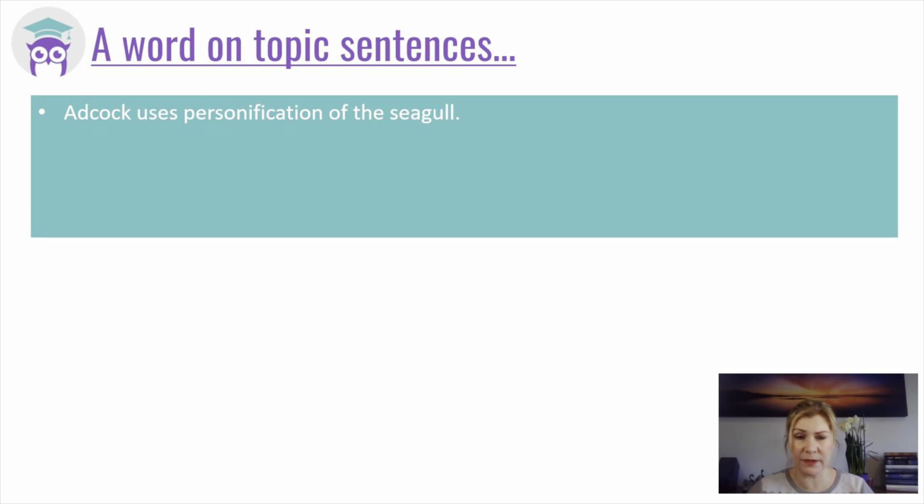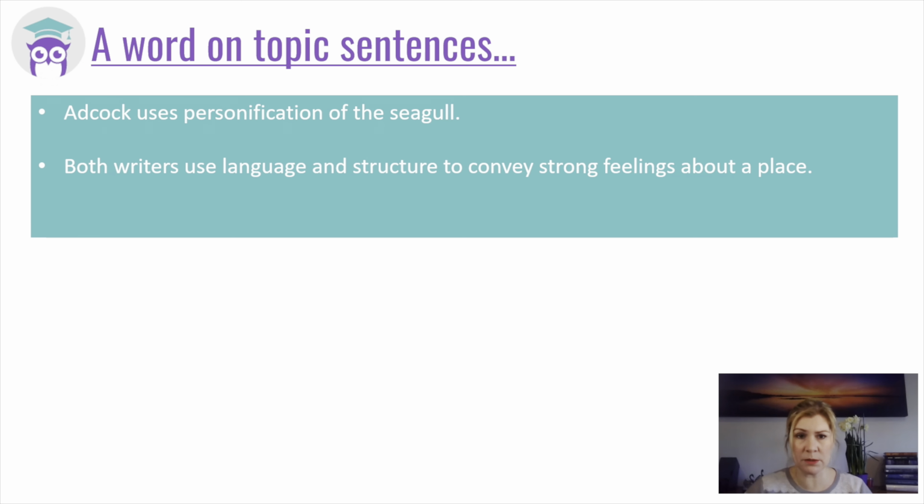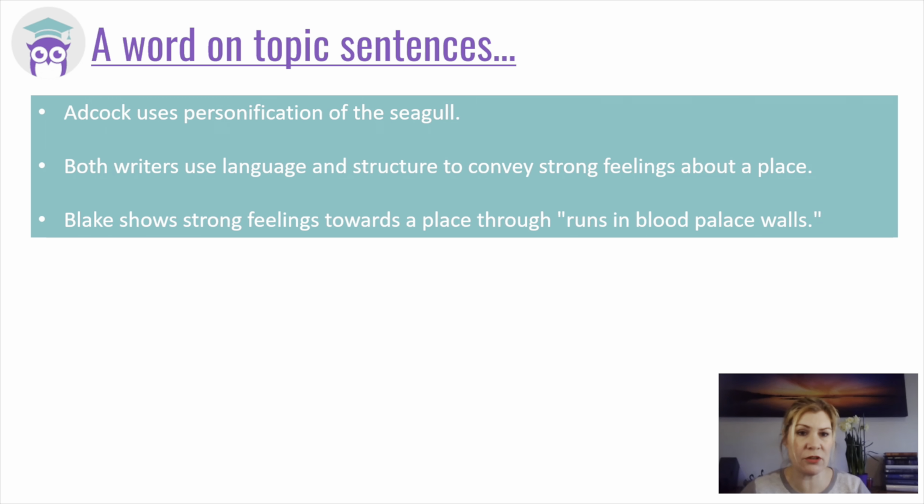Adcock uses personification of the seagull. Both writers use language and structure to convey strong feelings about a place. Blake shows strong feelings towards a place through "runs in blood down palace walls". Okay, so you might be like, yeah, fine, cool. No, that's great. Oh, yeah, look, personification. The first one is a little bit picky, right? Because what it does is it limits you to talking only about the personification.